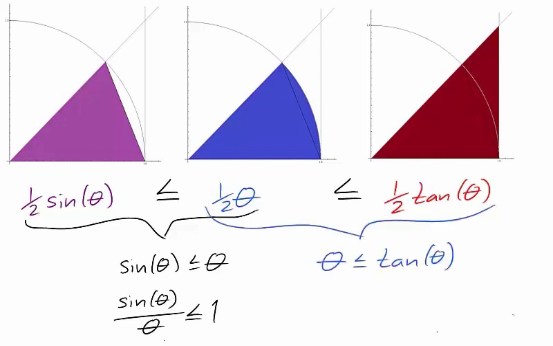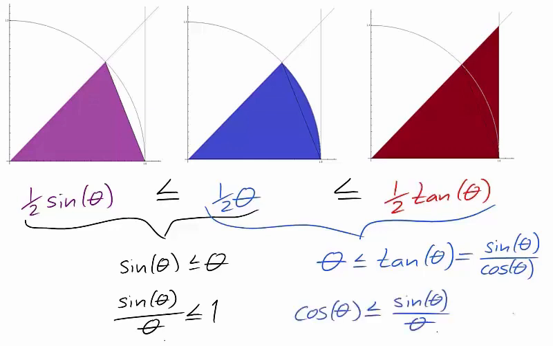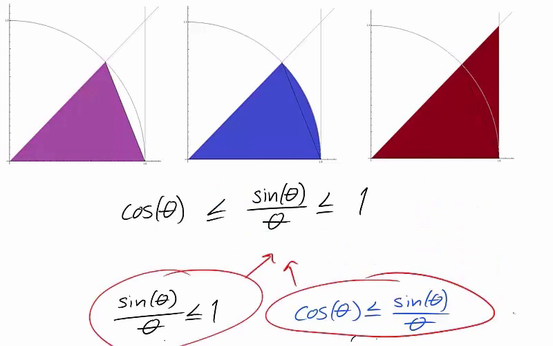With the second inequality, we again multiply by 2. Recall that tangent theta is sine over cosine. Dividing by theta and multiplying by cosine on both sides gives the inequality cosine theta is less than or equal to sine theta over theta. Again, we don't worry about the inequality changing direction because theta is positive and cosine is in the first quadrant, therefore it's positive. We combine these inequalities to obtain the desired squeeze theorem setup.